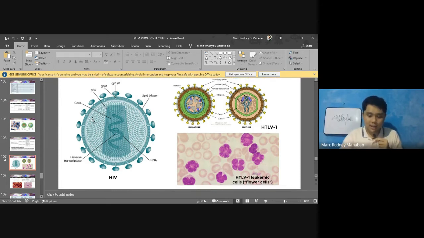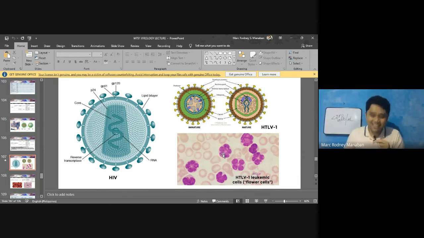Then this is the structure of HTLV-1, and these are examples of leukemic cells infected by HTLV-1. It's described as flower cells. As you can see, it looks like a flower. The nuclei are lobulated, meaning the nuclei have lobes because of disruption in DNA maturation and DNA division, because of the virus. All right? So that's your Retroviridae family.